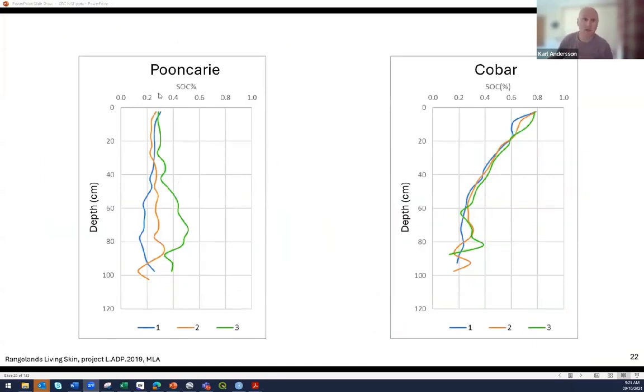Another couple of little plots here of carbon running down the soil profile. And this is from the edge of the area at Punkerry. Low levels, 0.2 is low, and not much change, not much accumulation at the surface, just running straight down. In the higher rainfall at Cobar, there is accumulation at the surface.